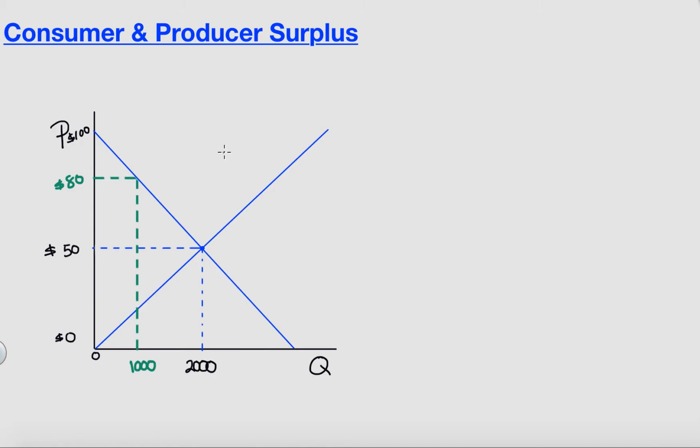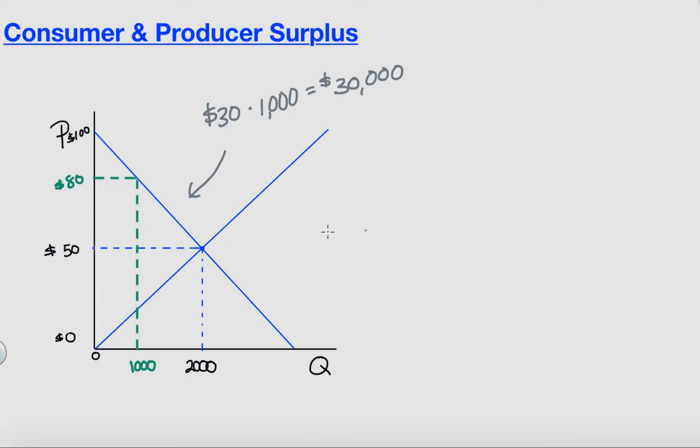So that means that each person had $30 of consumer surplus. Each person that paid only $50 instead of $80 was able to save $30. So if we took that $30 and times it by the 1,000 people that are saving money, we'd see that consumer surplus grew by $30,000 just by those 1,000 people not having to pay as much as they would.